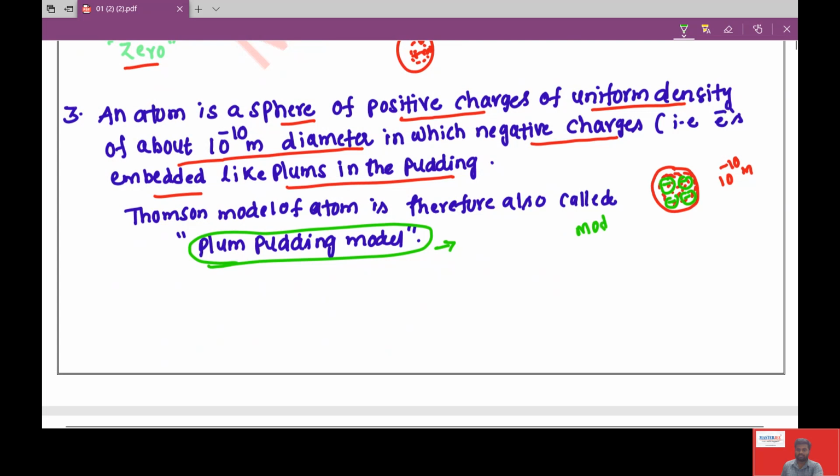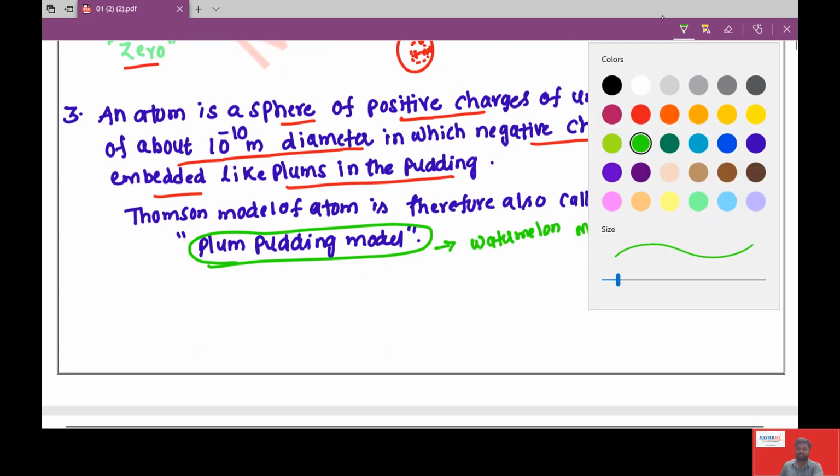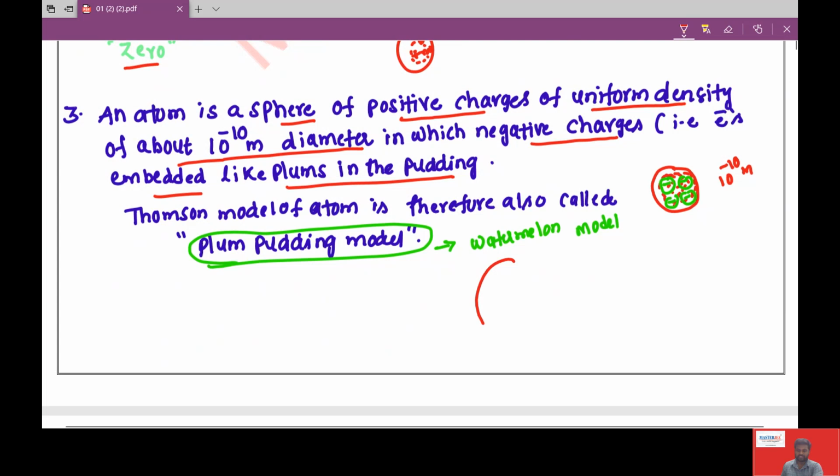Watermelon model. What is the watermelon model? If you observe the watermelon, inside it is red. That red is the uniform density of positive charges. These all are uniform density of positive charges. And here, if we observe, we have the black seeds. Those seeds are embedded like electrons. So this J.J. Thomson model we also call the watermelon model.